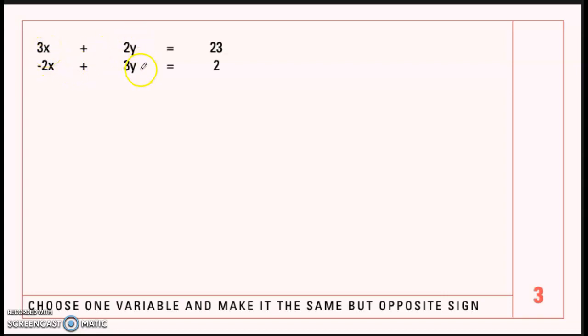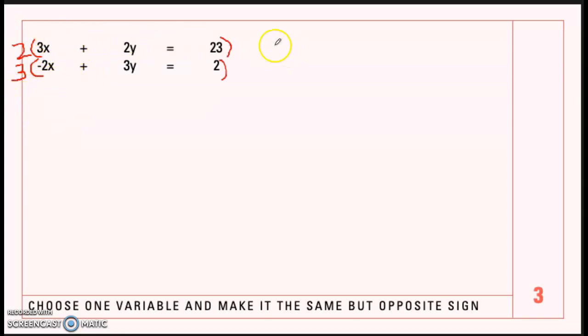I'm choosing my x's instead of y's only because my x's already have opposite signs. To make 3x and negative 2x the same, my goal is to make them both into 6's. So I would take the first equation, and if I multiply the whole equation times 2, that would change my first term into a 6x. If I take my second equation and multiply that whole equation by 3, then my x term would become negative 6x.